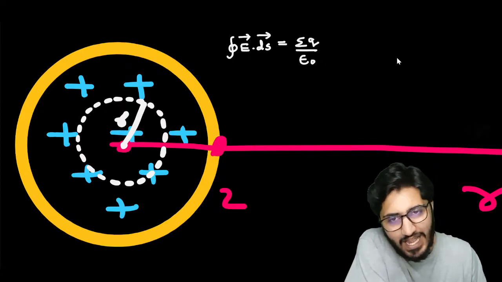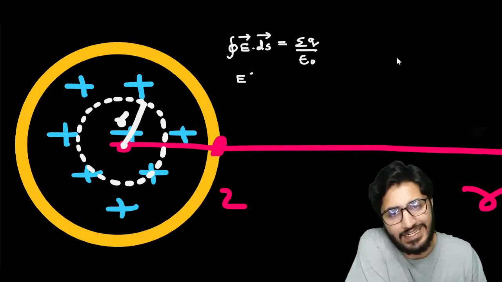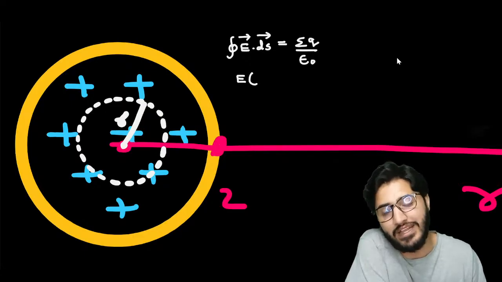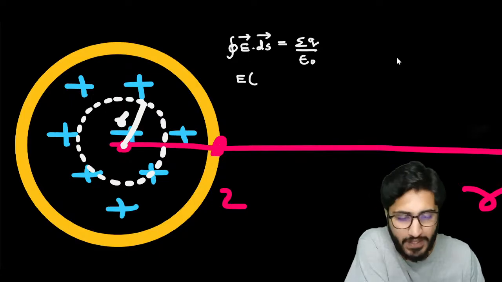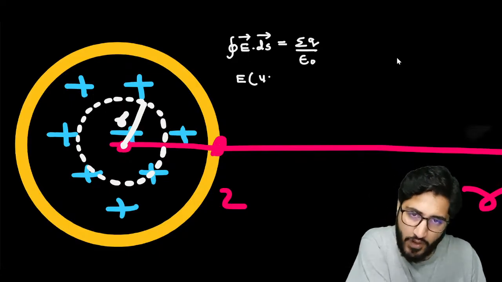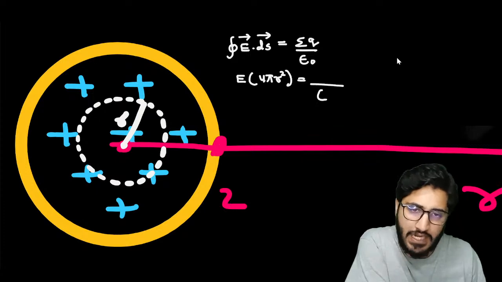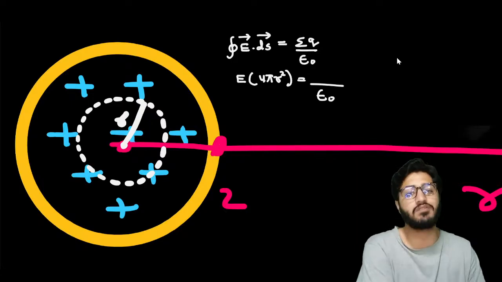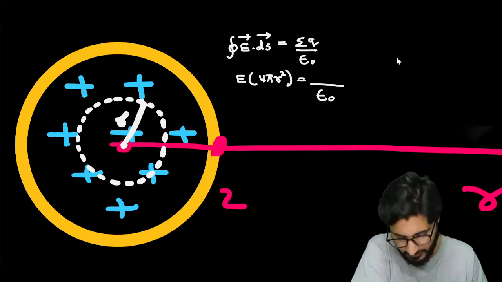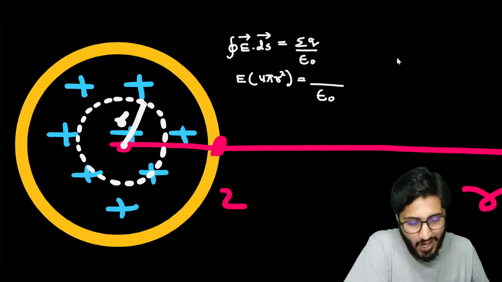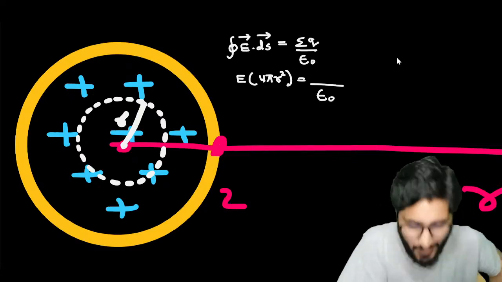What is E? Sir, I will take E outside because it is constant. Same. What is ds? ds is the area. What is the area of this Gaussian surface? 4 pi r square? Yes, sir. It will be 4 pi r square divided by epsilon naught. But what is the charge inside? How to get my charge inside?